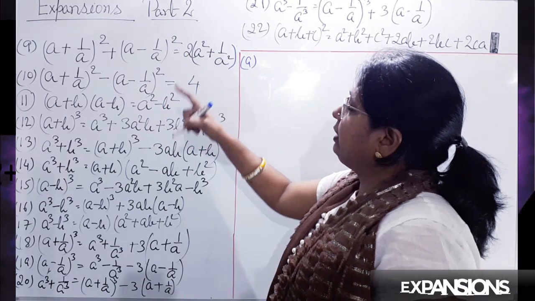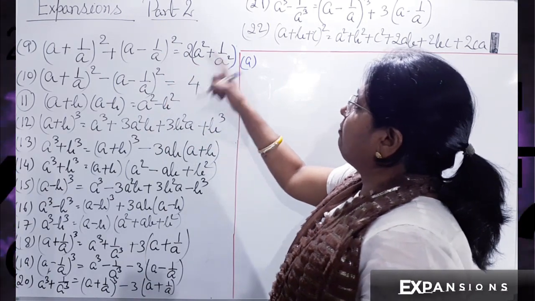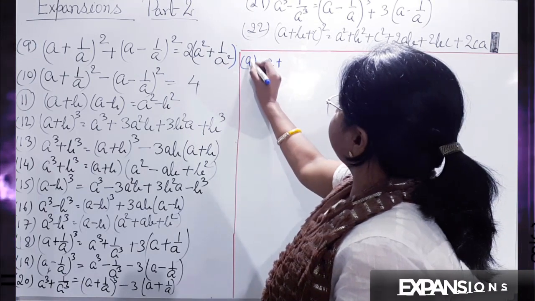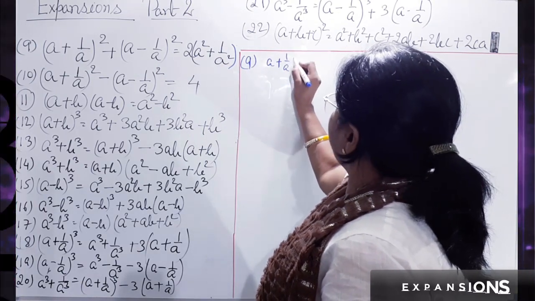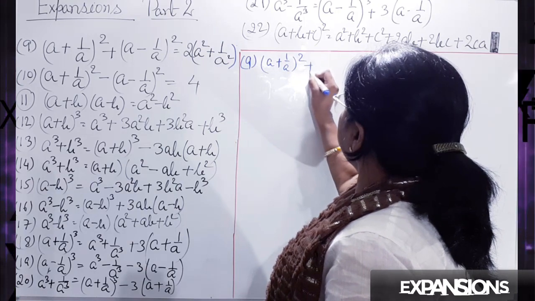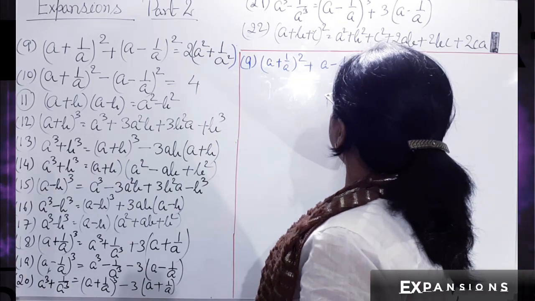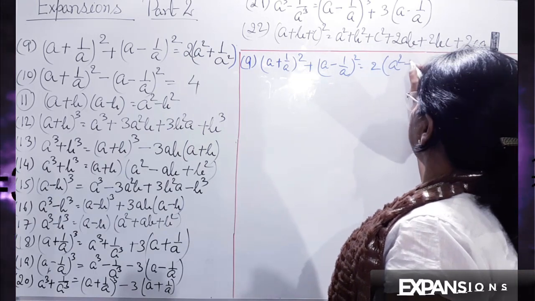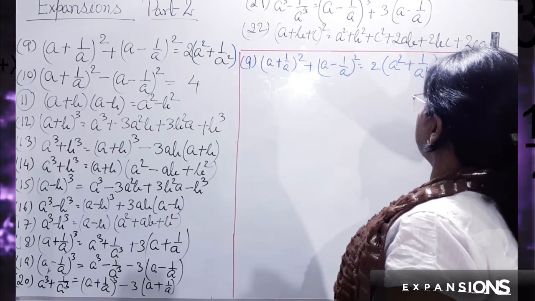(a + 1/a) whole square plus (a - 1/a) whole square is equal to 2 into (a square plus 1 by a square).